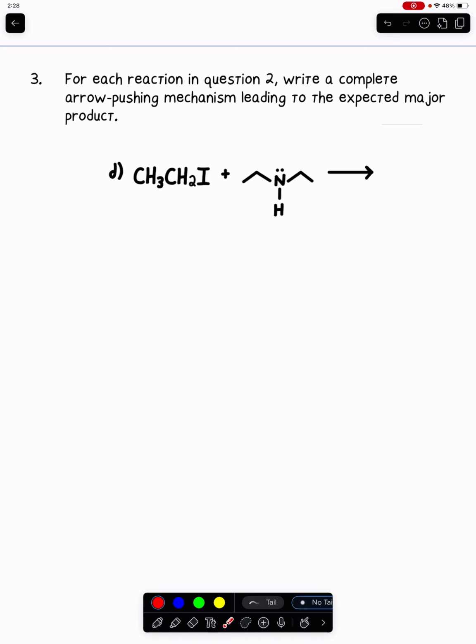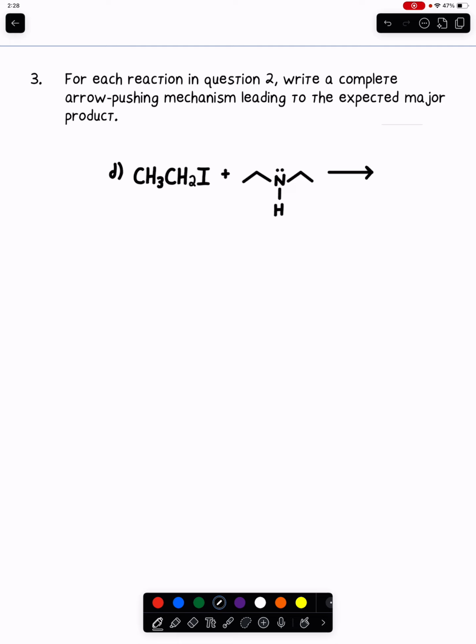A mechanism is when you use arrows to show how electrons moved, and that's how you show which bonds formed and which bonds broke. It's a logical progression of how these reagents turn into the product. That's your goal here.